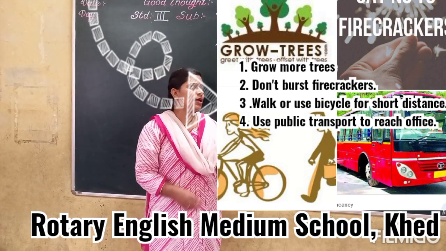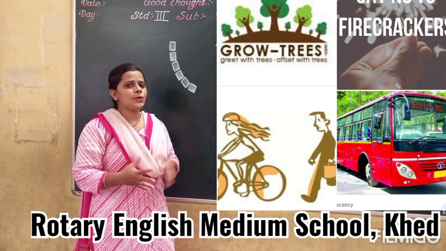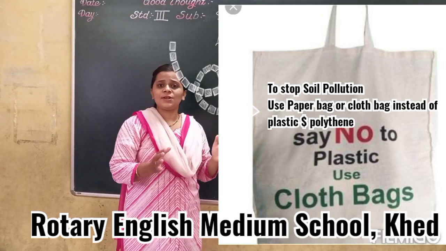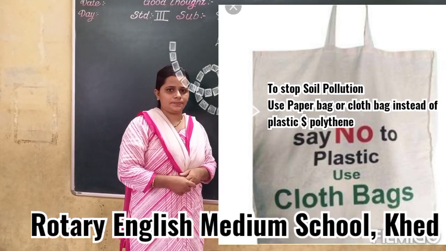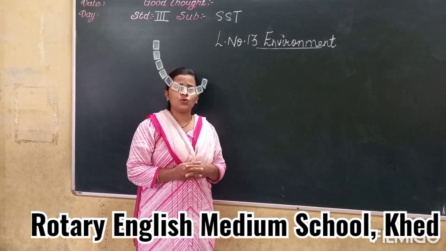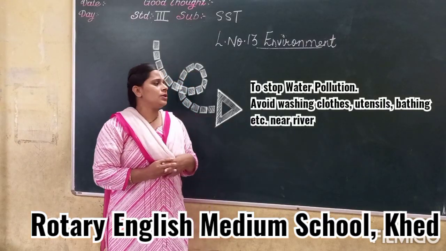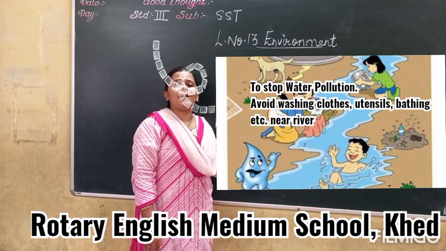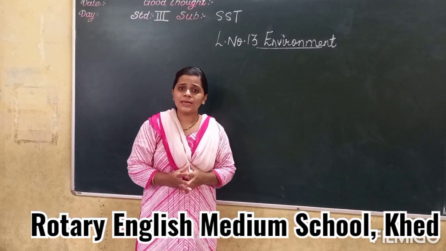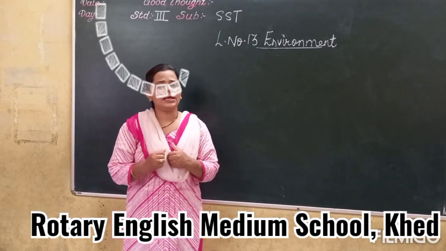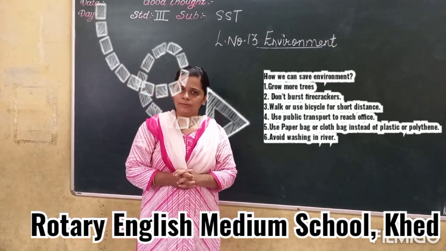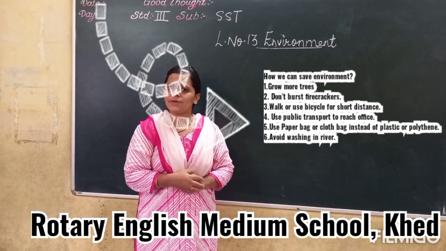Got it? And to stop soil pollution, what can we do? Use paper bags or cloth bags instead of polythene and plastic. Got it, my children? And to stop water pollution, what can we do? We should not wash clothes, utensils or bathe near the riverside. Got it, my children? So these are all the things which we can do to save our environment. I hope you will follow all these rules to save our environment.